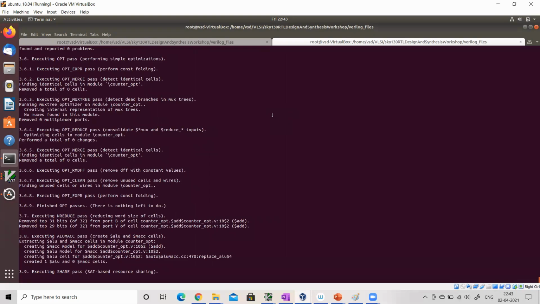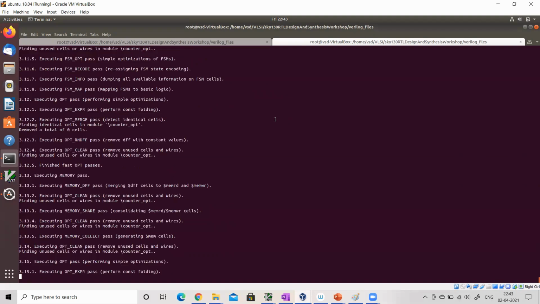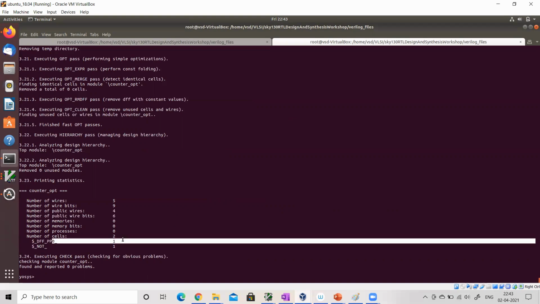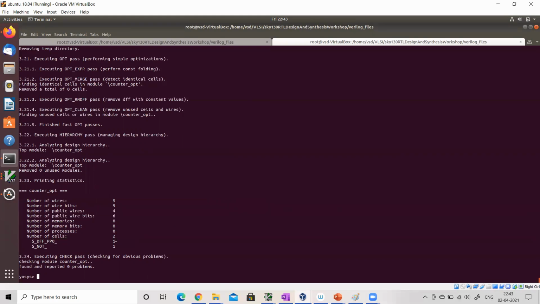Something interesting we are going to see here. See, it has inferred only one D flip-flop, correct? We expected a 3-bit counter. That means it should have inferred 3 flops, right? It is inferring only 1 flop. Let's see why it's so.